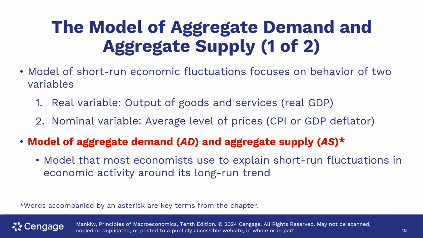So this is the model that most economists use to explain short-run fluctuations in economic activity around its long-run trend. All right. So in this model, we can actually summarize the information both in the short run and the long run.